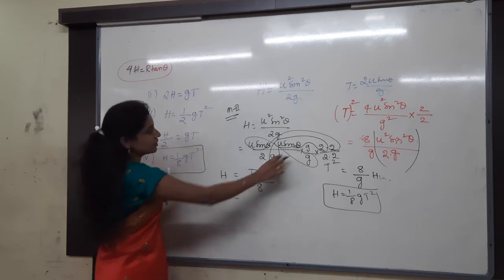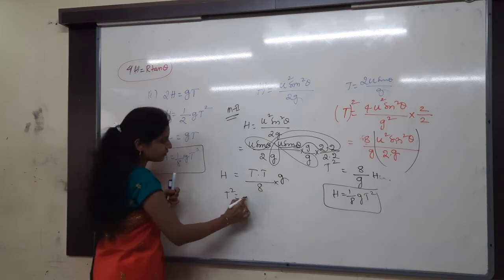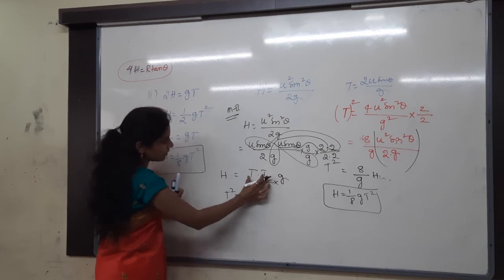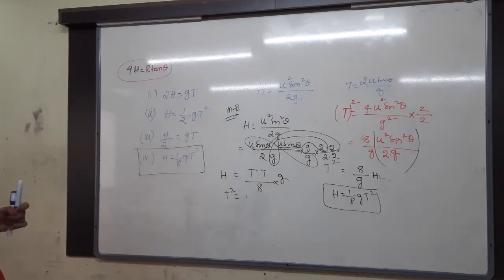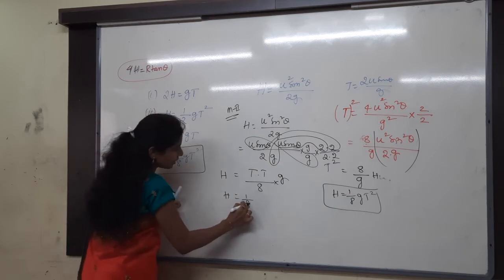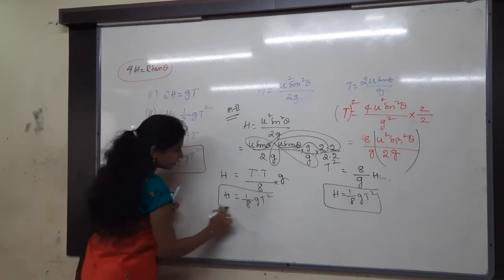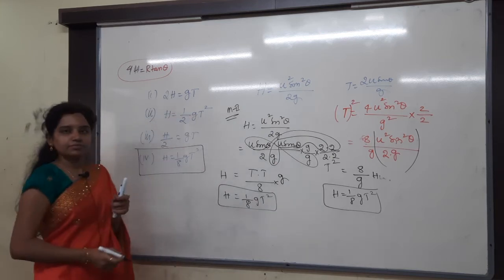Where is g? Where is g missed? Yeah, g missed here. Then T square is equal to what I can write? T square is equal to 8h by g. So h is equal to 1 by 8 g T square. We got it already. Any method you can follow, whichever is a little easier.